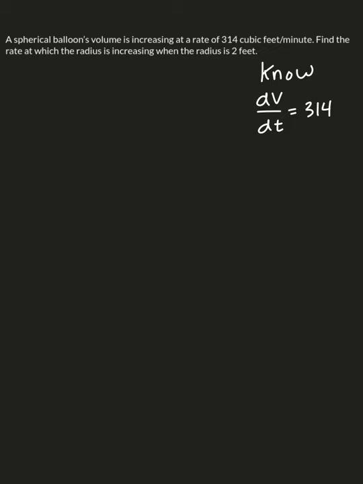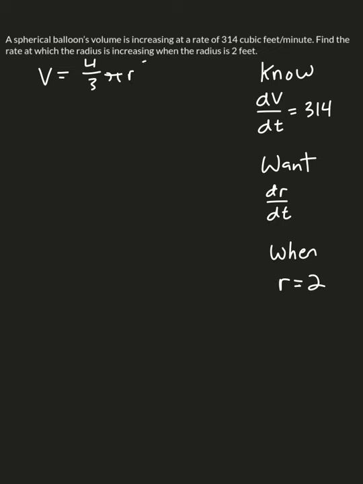So we're going to start this off with what we know, what we want to know, and when we want it. What we know is that the volume is changing at a rate of 314 cubic feet per minute. What we want to know is the rate at which the radius is increasing, so we want to know dr/dt, and we want to know that information when the radius is 2 feet.